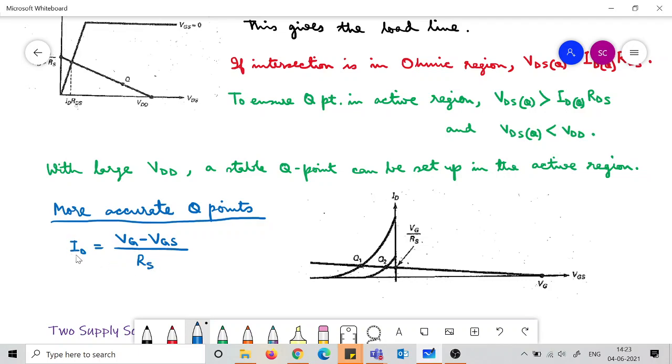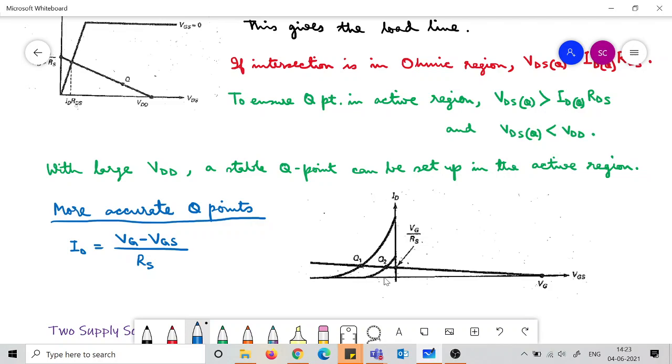So there is a relationship between ID and VGS, which gives you a load line in the ID-VGS transconductance curve, the transconductance plot. If you plot this load line following this equation, you will see that it cuts the transconductance curves. Now there are a maximum transconductance curve and a minimum transconductance curve, and this load line can intersect them at these 2 points, Q1 and Q2.